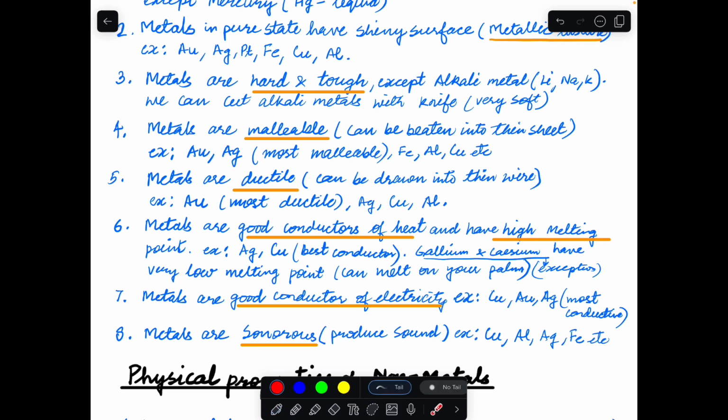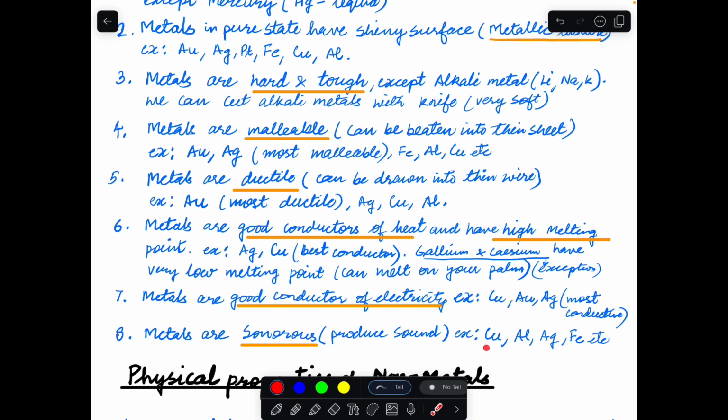Next point is they are good conductors of electricity. You know electrical wires are made up of metal. So here the most conductive are copper, gold and silver. Now, when we hit the surface of a metal with something hard, it produces sound. That means metals are sonorous. They produce sound, and the metals which are capable of producing sound are copper, aluminium, silver and iron.